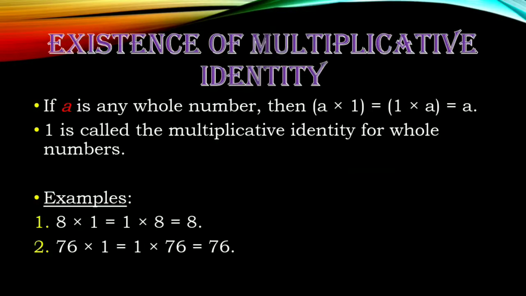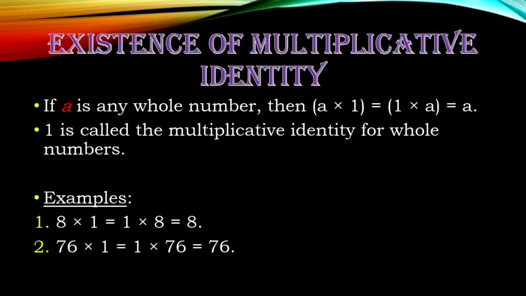Next is the existence of multiplicative identity. If a is any whole number, then a multiplied by 1 is equal to 1 multiplied by a, and the product is a in both the cases. 1 is also called the multiplicative identity for whole numbers. For example, 8 multiplied by 1 is equal to 1 multiplied by 8, and the product in both the cases is 8.